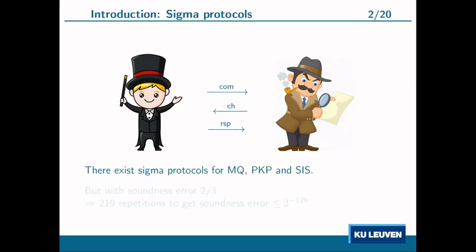However, a common problem with these three protocols is that they have a soundness error of 2/3. This means that even if a prover does not know a solution, he can still convince the verifier that he knows a solution with probability 2 out of 3. To solve this problem, you can repeat the protocol a large number of times, because the probability that the prover will be able to successfully convince the verifier in each iteration gets very low if you have more iterations. For example, if the soundness error is 2/3 and you repeat it 2 to the 90 times, then you get a soundness error that is lower than 2 to the minus 128.